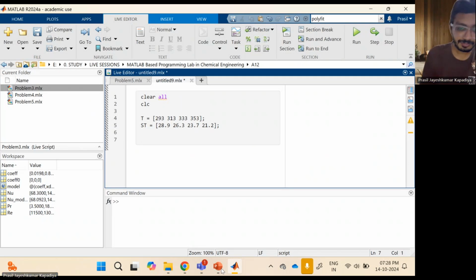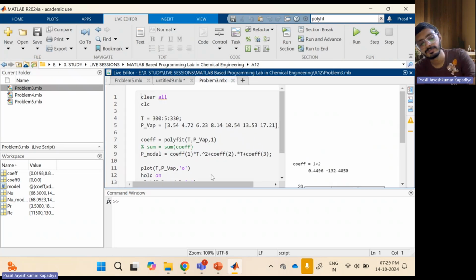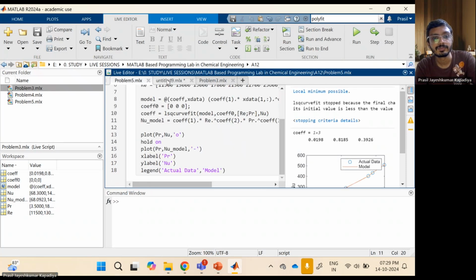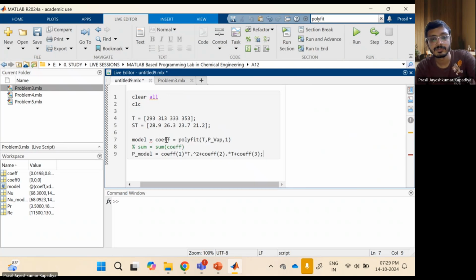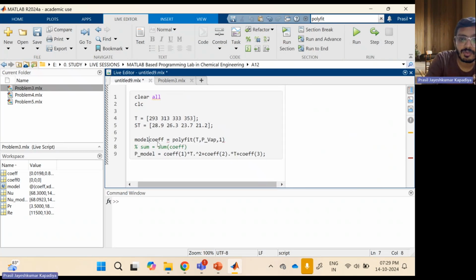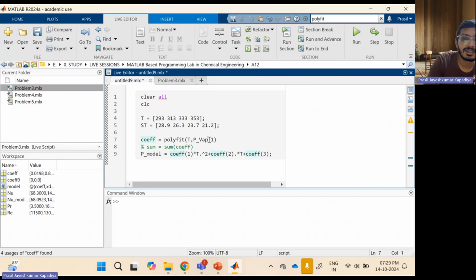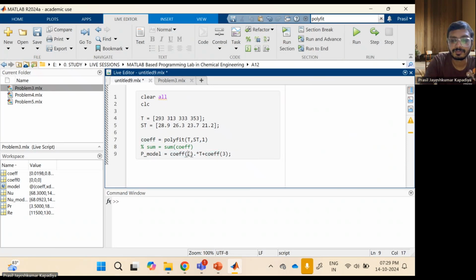So I will write down model is equal to, how can we do it? Let's see from here. Coefficient is equal to polyfit. Okay, let me copy this thing. So first we are finding coefficient with x-axis temperature, y-axis surface tension with order 1. And we will be fitting it. It is an order 1 model, right? So we will have only these things. So let's first try to find out coefficient. Okay, we have some coefficients.